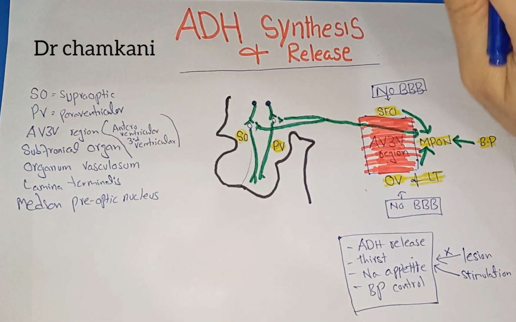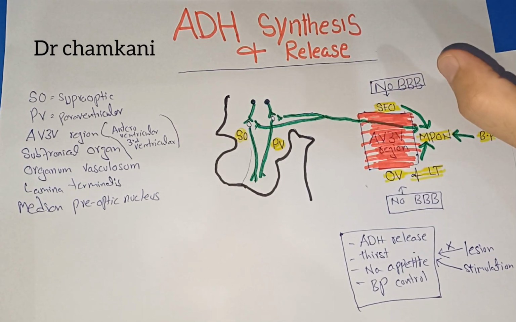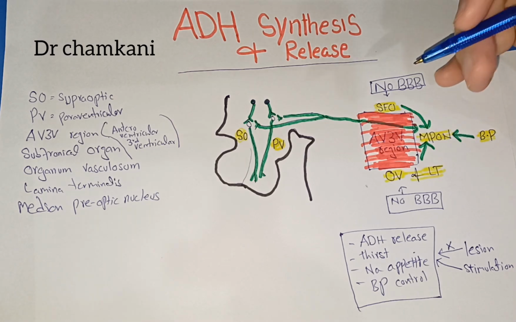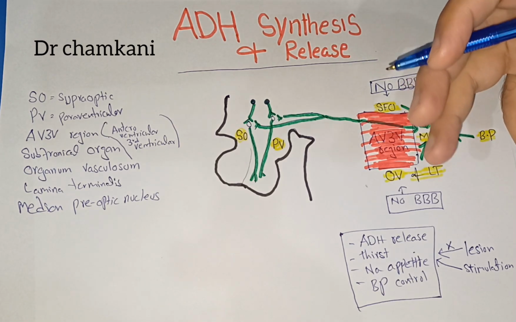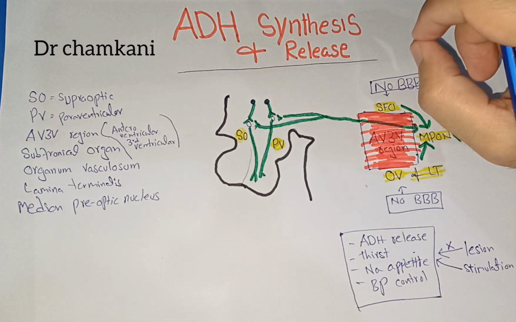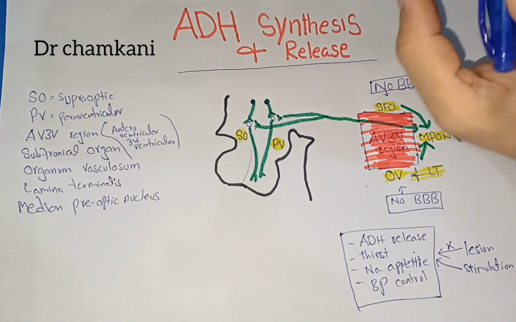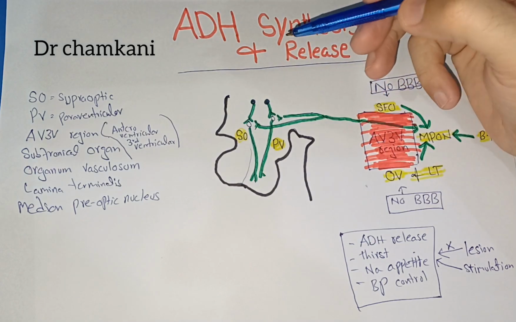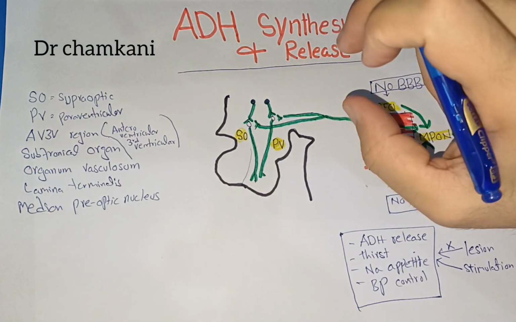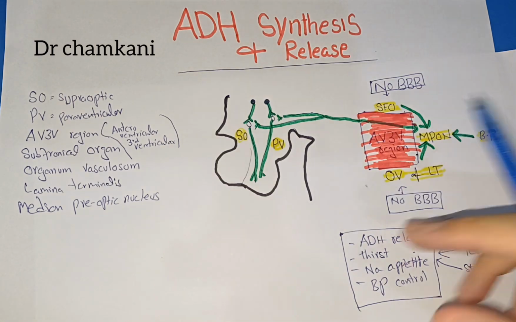Now we know that to make concentrated or dilute urine, the kidneys are very much dependent upon the concentration of plasma, and plasma concentration is very much dependent upon the concentration of sodium, and sodium concentration is maintained to a very big extent by the antidiuretic hormone, and the release of antidiuretic hormone is again dependent upon the plasma osmolarity. So how does this cycle work?